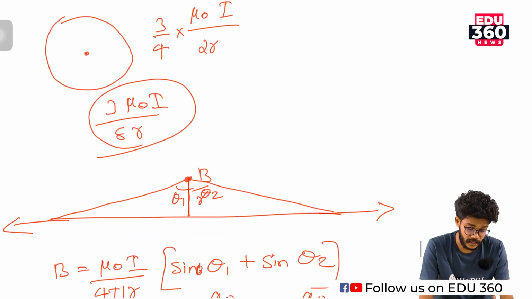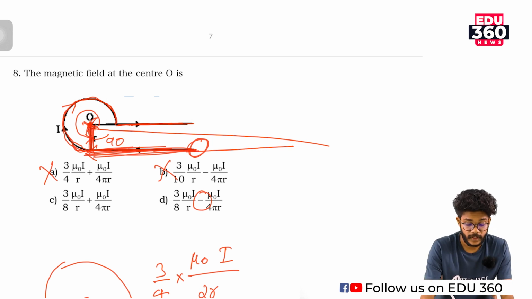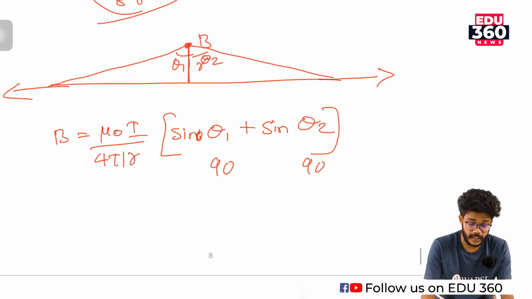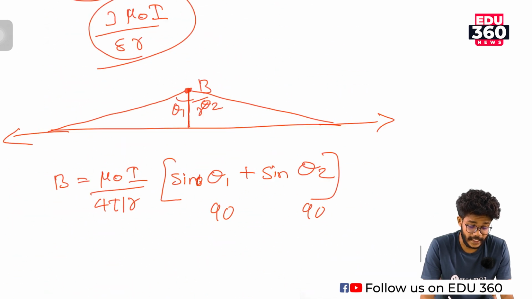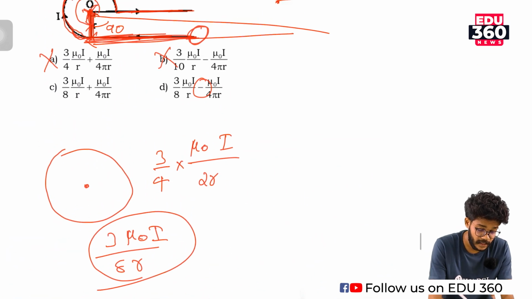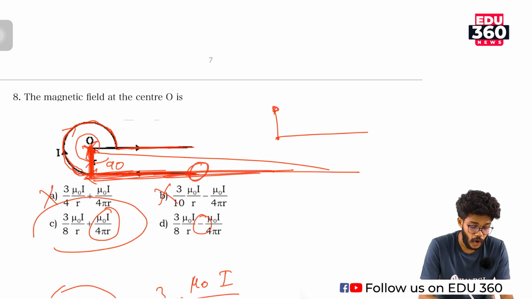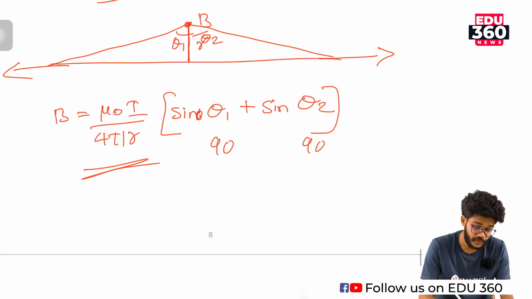Here this line is coming from infinity, so this angle can be treated as 90, and this line stops at this position. So what is the magnetic field at the end of a line? Sin 90 is 1, so the magnetic field at the end of a line is mu 0 I by 4 pi r. So just add the magnetic field due to an infinite line at one of its ends, mu 0 I by 4 pi r. Just add it. So option C is the correct answer, and you have to study this equation.